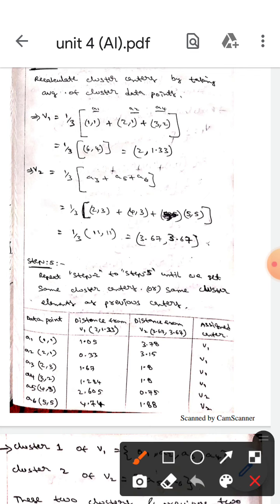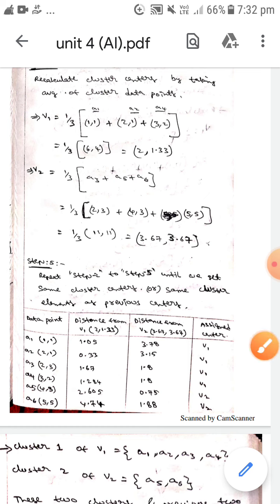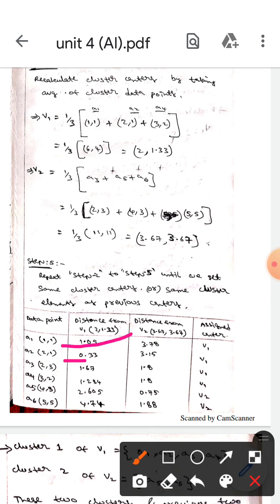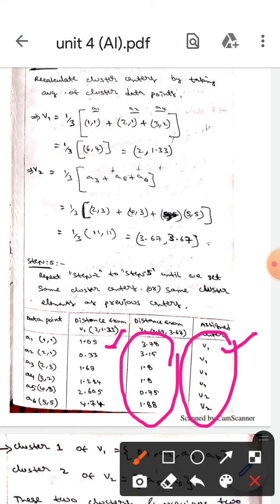Now we will find the distance between a1 and v1, a2 and v1, a3 and v1, and so on. We will note these distance values. And after this we will find the distance between a1 and v2, a2 and v2, and so on. We will note these distances. Then we will check which one is minimum. Here 1.05 is minimum, which means v1 is minimum. v1 has minimum distance from a1, so we will write here v1. In this way we will write all of these based on the minimum distances.